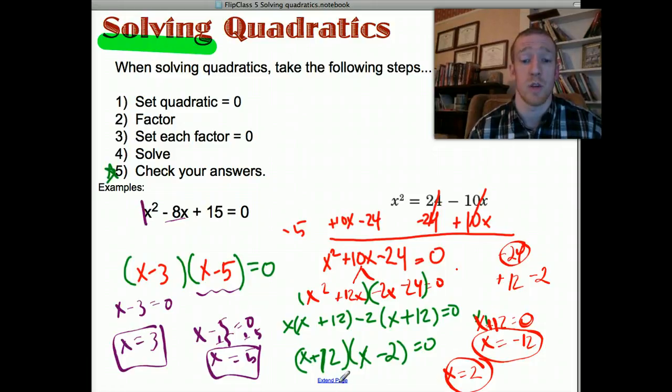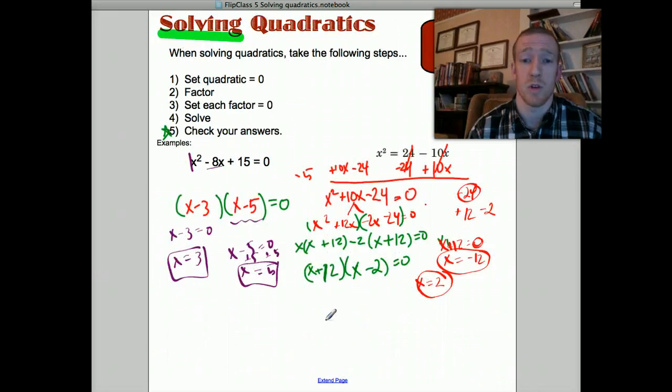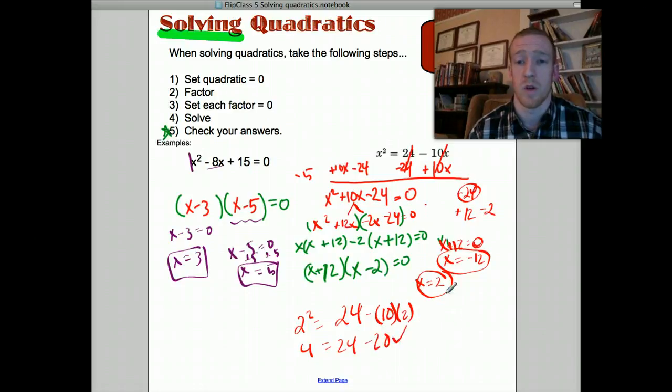Alright, I should check my answers as well. So I'm going to make sure I do that. I plug in a 2, and that gives me 2 squared equals 24 minus 10 times 2. Is that right? 4 equals 24 minus 20. So that works. And then I plug in my negative 12. Negative 12 squared equals 24 minus 10 times negative 12.